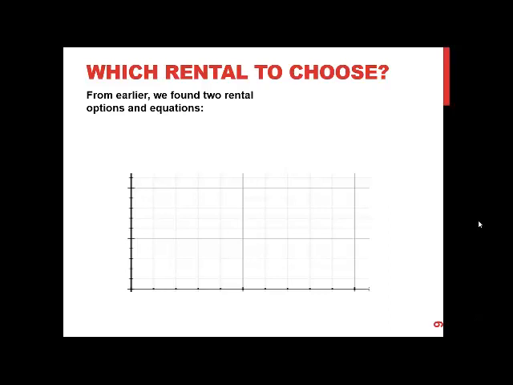Alright, from earlier we found the two rental options, and that gave us two equations. We had a daily rate, which was $80 for the 4 days at $20, plus 20 cents a mile. We also had a weekly rate that was $130, covered the whole week, but then the per mile charge was a little less. Now, if you distribute the 15 cents per mile and combine like terms, we end up with this expression. The cost is going to be $100 plus 0.15 times the number of miles.